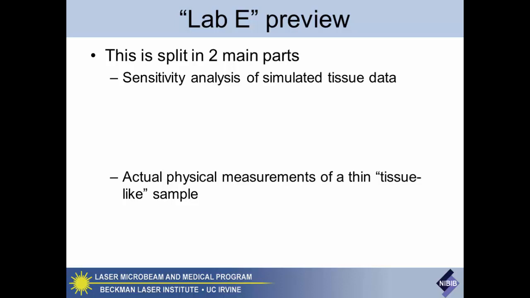So varying one parameter. What if you're slightly off in your estimation of anisotropy? How would that affect the data? What if you're slightly off in terms of thickness and stuff like that? So that's one part. But we also have a single sphere system with a silicone phantom sample that you can physically go through the steps, make the measurement, run the actual Scott Prahl processing code on that computer, just to get a feel for what it physically takes to do that.